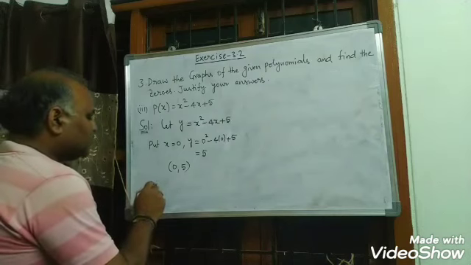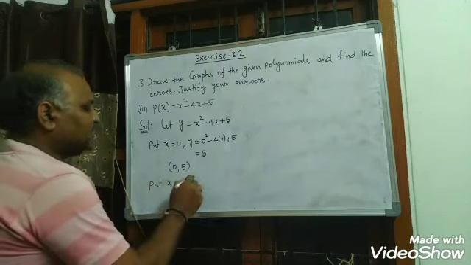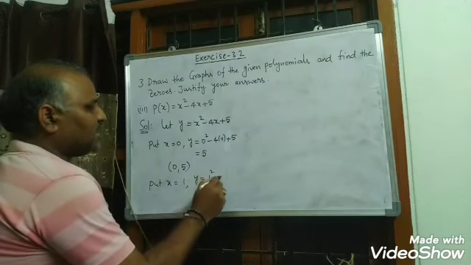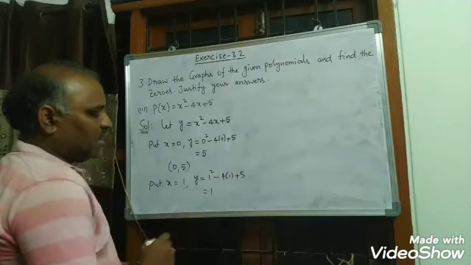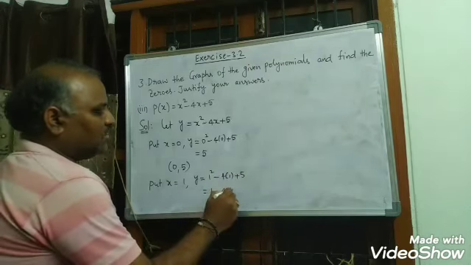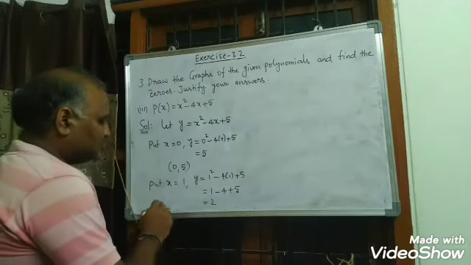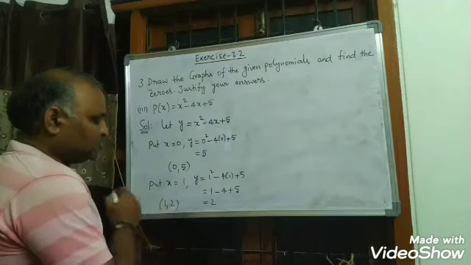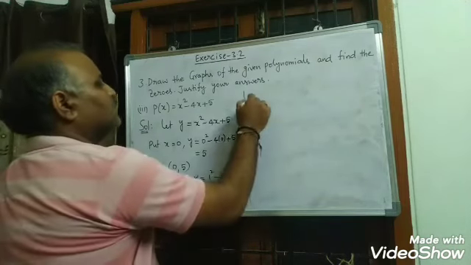Now put x equal to 1. Then y is equal to 1 square minus 4 into 1 plus 5, which is nothing but 1 minus 4 plus 5. 1 plus 5 is 6. 6 minus 4 is 2. So the ordered pair is (1, 2) here. Next we can substitute some more values.